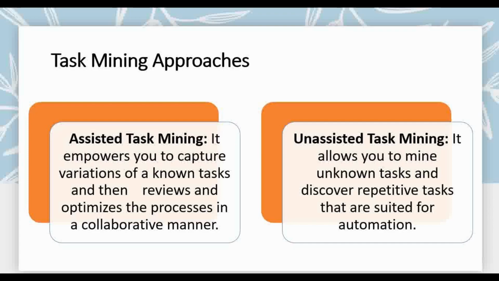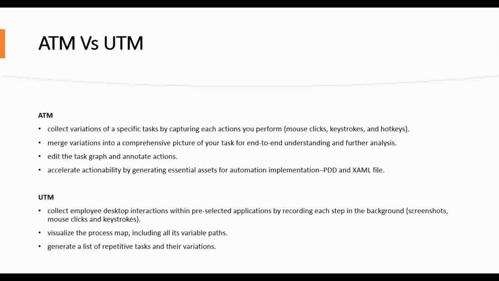But regarding the license as well as the cost, assisted task mining and unassisted task mining have a lot of difference. So I will give you some insights about those differences in the coming slides. So let me go to the next slide. Yeah, ATM versus UTM. ATM is assisted task mining and UTM is unassisted task mining. So what are the points that we have to keep in mind regarding ATM, right?